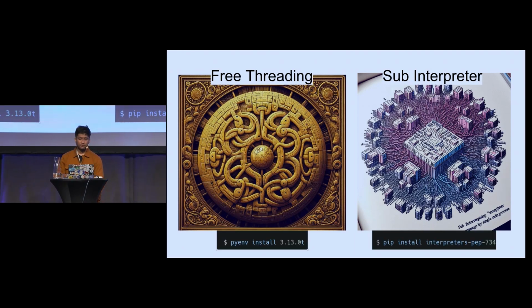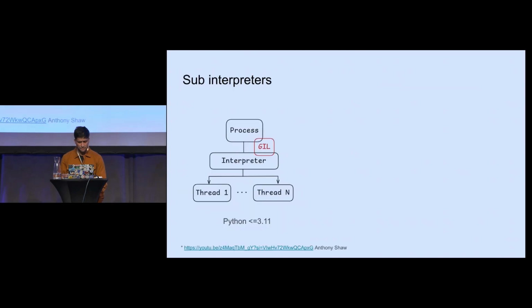So for free threading, we can install a new build of the same version of Python using pyenv and other tools. And for sub-interpreters, for Python 3.13, we have to install a new package. So let's talk more about sub-interpreters right now.